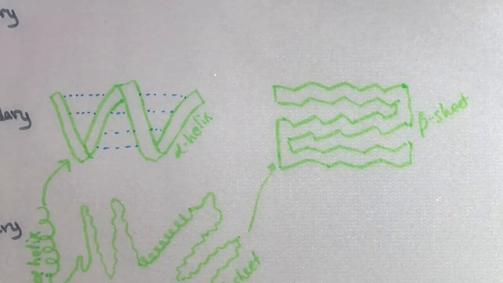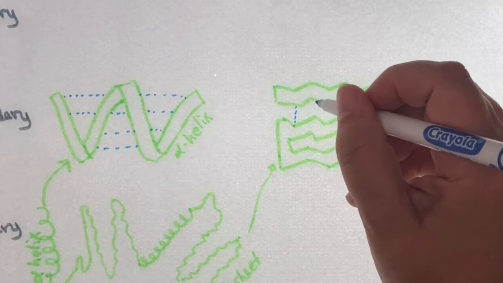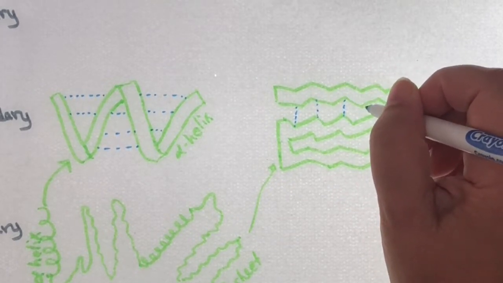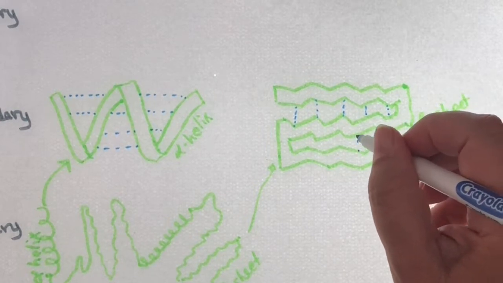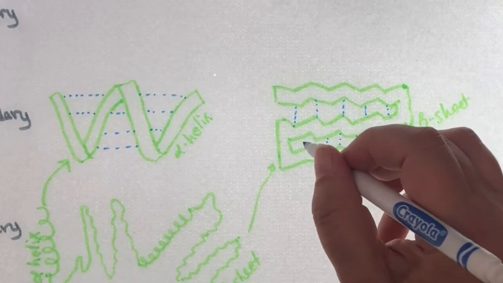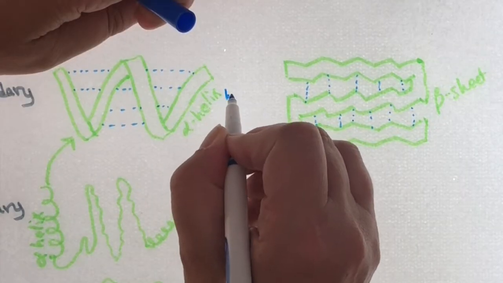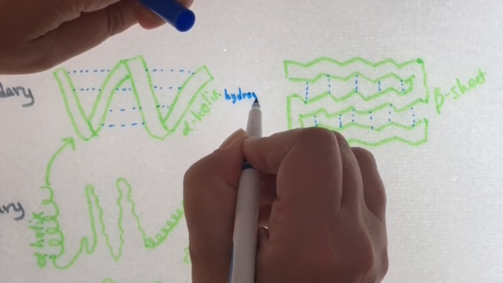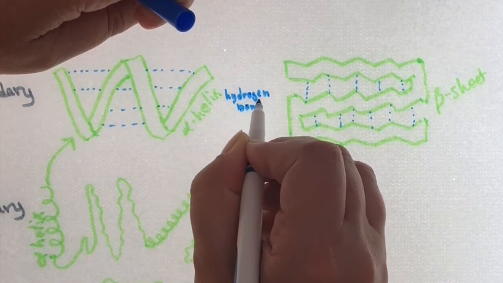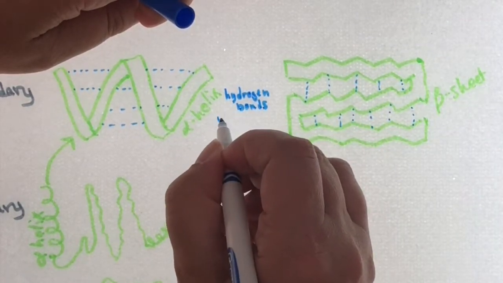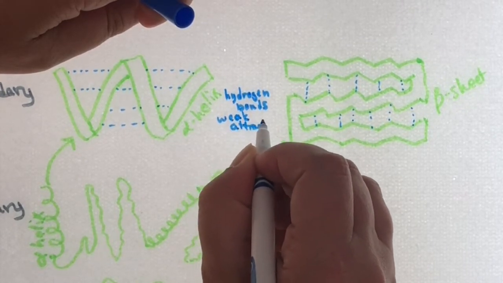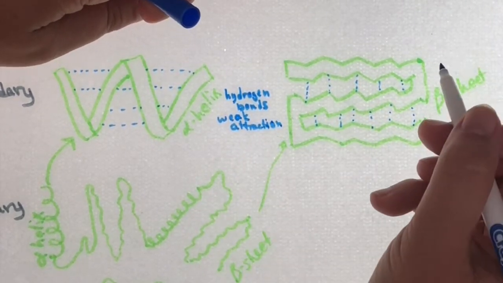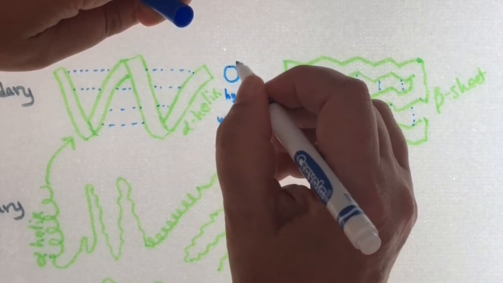I'm using dotted lines to indicate that it's a bond, an attraction, kind of a magnetic attraction between these structures. And these are hydrogen bonds. Now, a hydrogen bond is a rather weak bond. It's very easily breakable, which is why proteins can denature so easily. It's one of the most important bonds that they have, and it's a really weak bond.